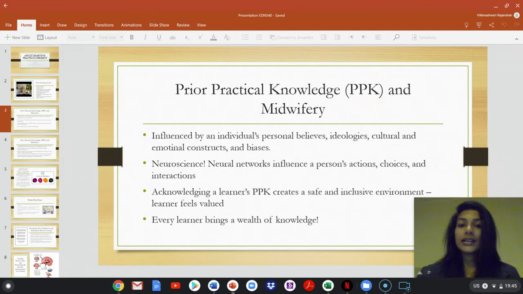By acknowledging a learner's PPK, you're creating a safe and inclusive environment for them because you're valuing your learner's life experiences, prior knowledge and prior practice, and they feel included and appreciated and feel like an asset to the organization rather than a liability, or just tagging along with the facilitator or the teacher. So it is so important to appreciate and value your learner to begin with.